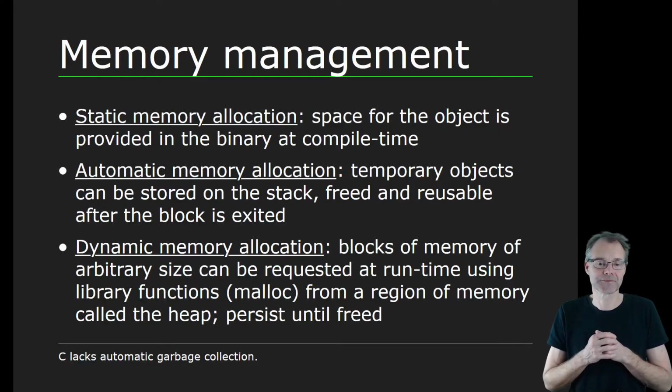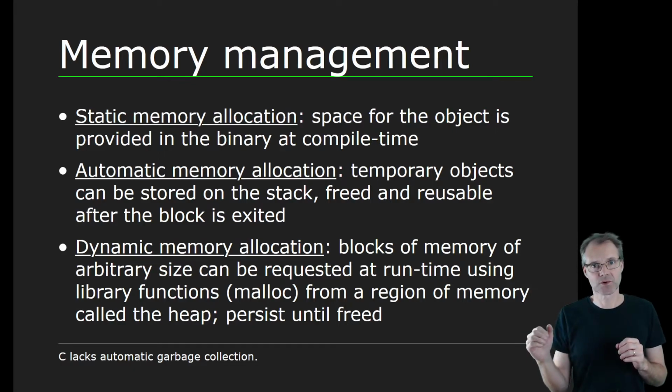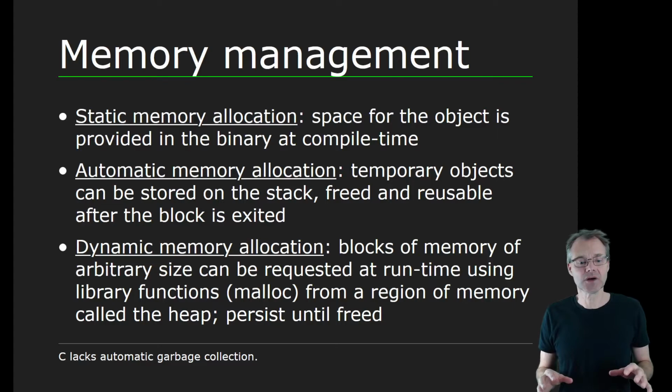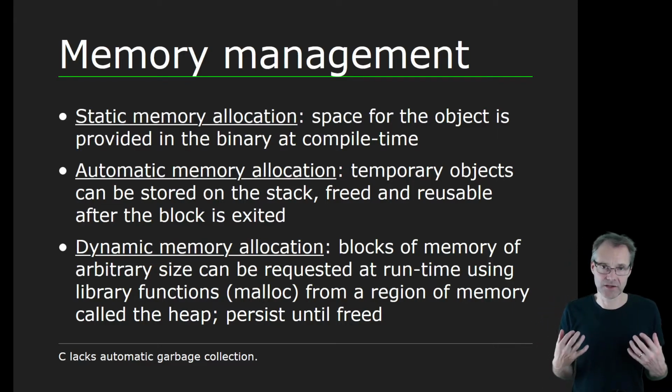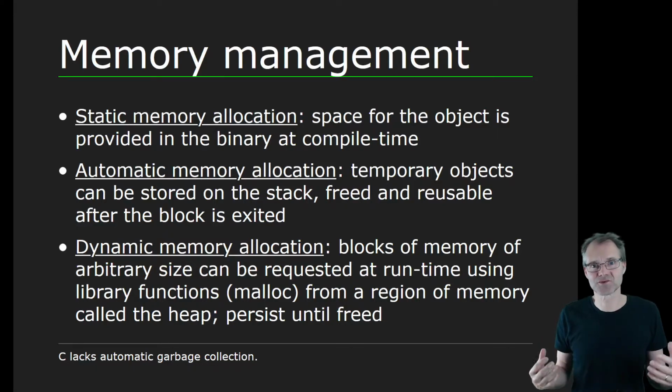And we can compare that to dynamic memory allocation, which is blocks of memory that we can request and allocate at runtime, like using a malloc function or something like that. So these are then allocated on the heap, and they will persist there until they are removed or freed by us. So there is no automatic garbage collection in C. We need to do that ourselves. So with power comes responsibility to keep the memory clean and consistent.